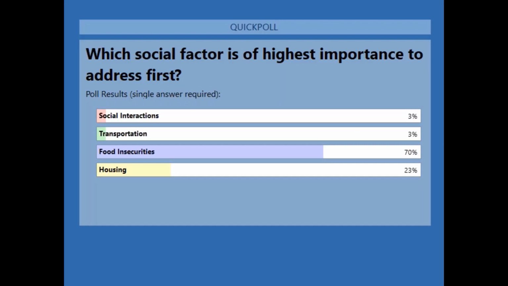So if we look at everyone's responses here, we see 3% said social interactions, 3% said transportation, 70% said food insecurities, and 23% said housing. So in regards to Ms. Anexa's social profile, we would say that her highest importance social factor right now would be her food insecurity. She has stable housing. She just does not have any family living nearby. So that definitely could be a concern of hers, but we must first address her food insecurity.